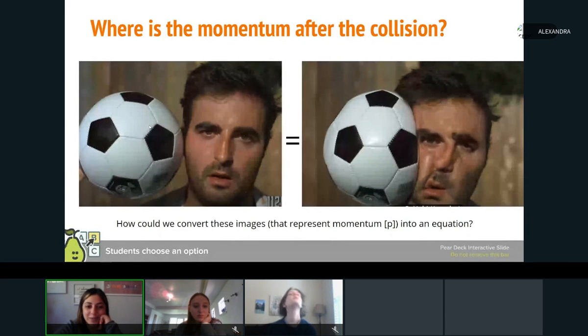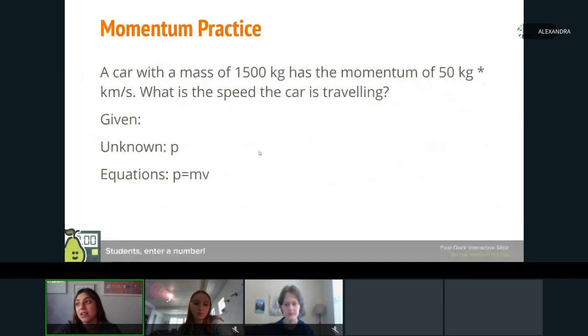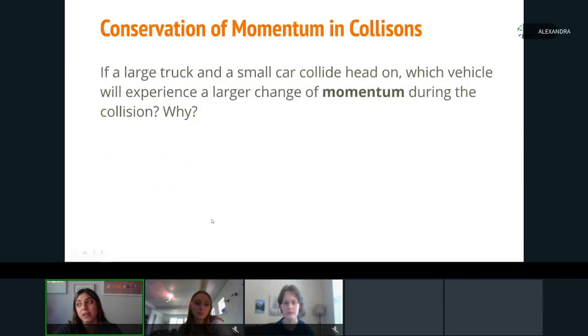Remember we just talked about this? How all of the momentum is in the soccer ball, but then after the collision, the soccer ball shares the momentum with the face. So technically, the momentum is the same on both sides of the equation, before the collision and after collision. So thinking about that same rule of thumb, what is the situation going to be for this? Is there going to be a change of momentum?